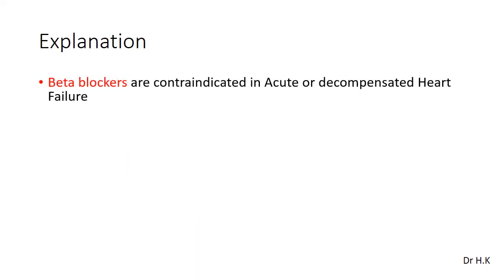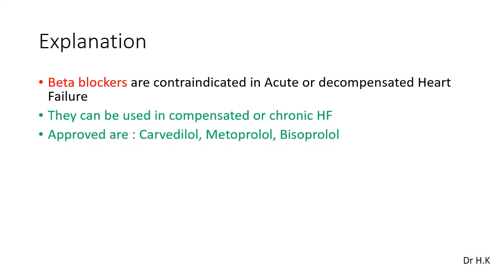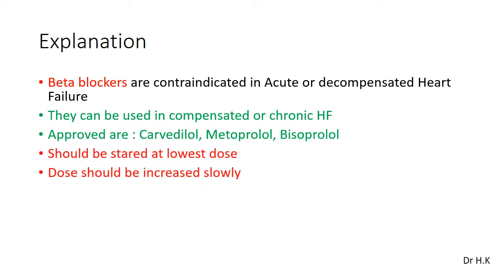Now if you take them one by one, beta blockers are contraindicated in acute or decompensated heart failure, but they can be used in compensated or chronic heart failure where patients are stable. We can use beta blockers starting with the lowest dose and increasing it slowly. Approved beta blockers are carvedilol, metoprolol, bisoprolol. So they should be started at the lowest dose and the dose should be increased slowly.